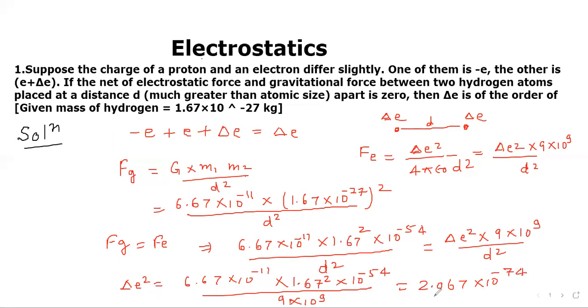So delta e will be the square root of this. So we will get delta e equal to the square root of 2.067, which is roughly equal to 1.437 into 10 to the power minus 37 coulomb. So this is our answer. Now let's consider the second question.